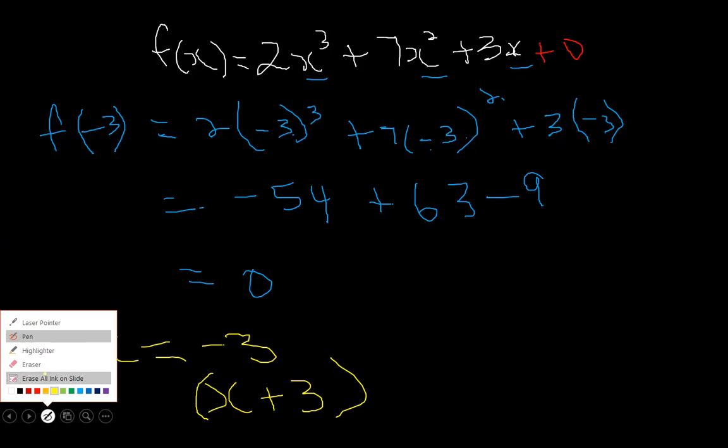3, 2, 1, clear. So now that we have our factor after all of that, yes, you have to write all of that. So just make sure you write all of that, right? Now that we have a factor, we can do our long division to find the other linear factors.